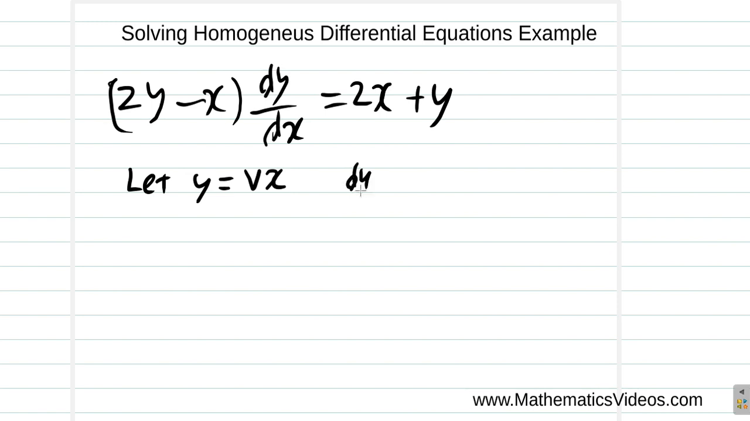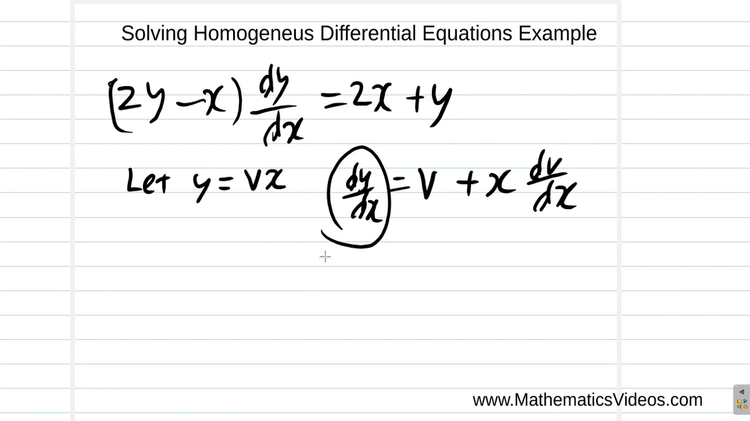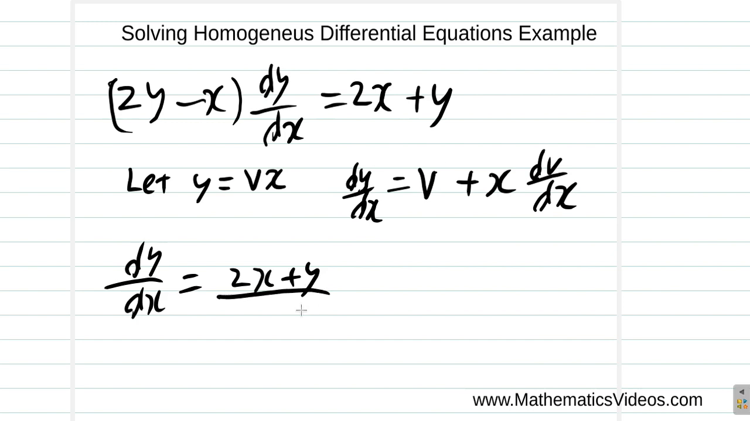Now, dy by dx equals your whole v as it is times the derivative of x with respect to x, that's 1, plus your whole x as it is times the derivative of v with respect to x. Okay, good. Now we have our dy by dx here and our dy by dx here. Let's transpose that one up top. We have dy by dx equals 2x plus y over 2y minus x. So that's what we have. Let's equate them now.